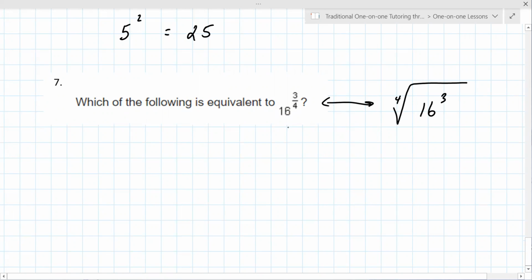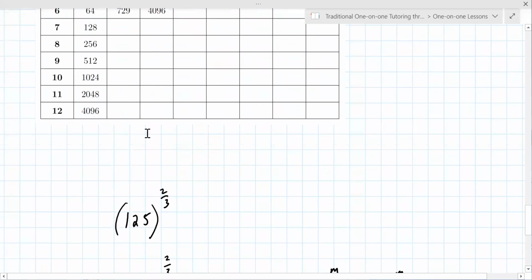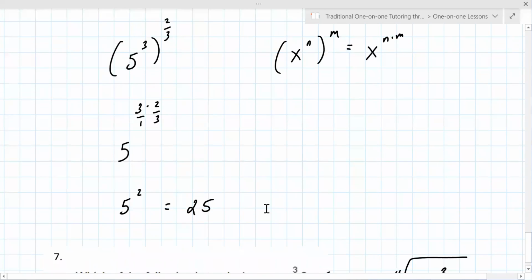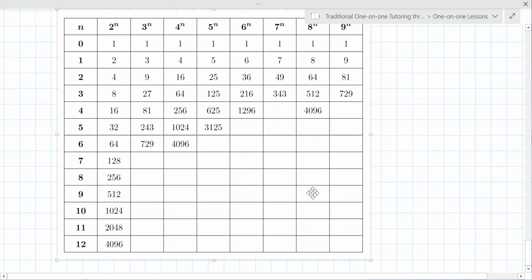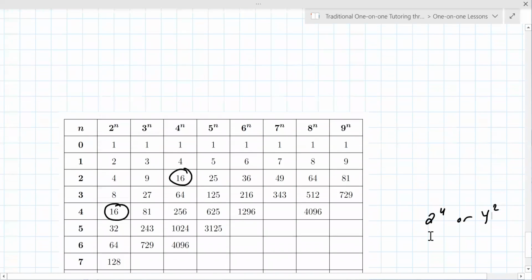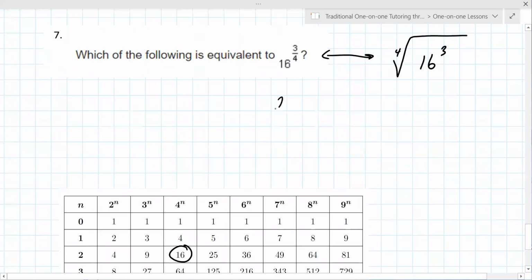But 16, if we go to that reference sheet, so another way you can use this reference sheet is you can just look for the number inside there. 16 occurs in 2 places, here and here. It's either 2 to the 4th or it's 4 squared. Okay, so which one? Well, the answer is it depends. So 2 to the 4th to the 3/4 or 4 squared to the 3/4.